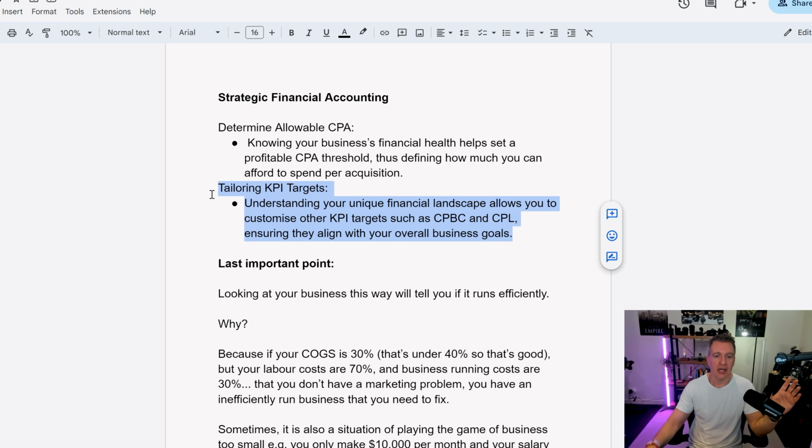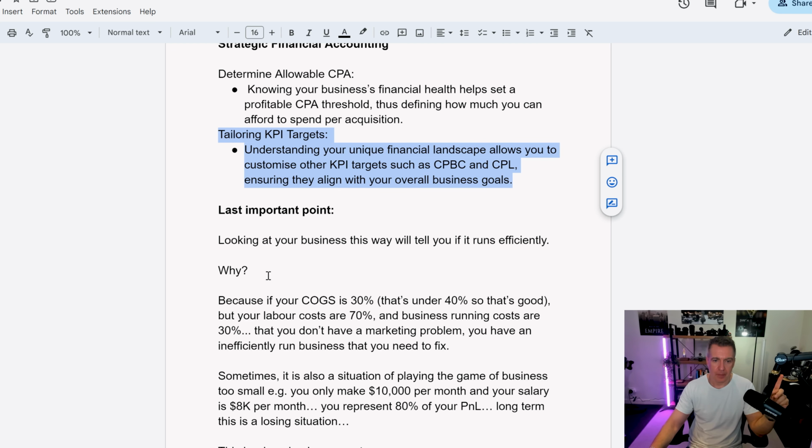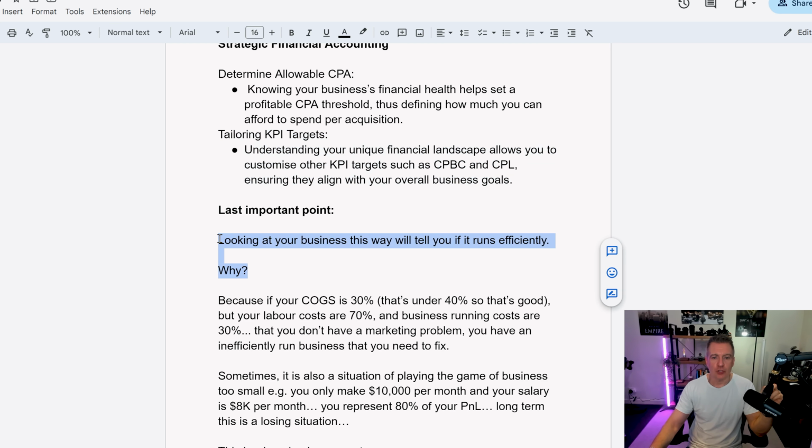Don't do that. Now, another important point you need to look at, to make sure that your business is running efficiently: you might have a broken model. You might be playing the game too small, and what I mean by that is this. Let's say you look at your overall P&L, and you're at 10K a month. You want to get out of that really fast. That's the death zone, right? You talk about climbing Mount Everest. 10K a month or below, you're in the death zone.